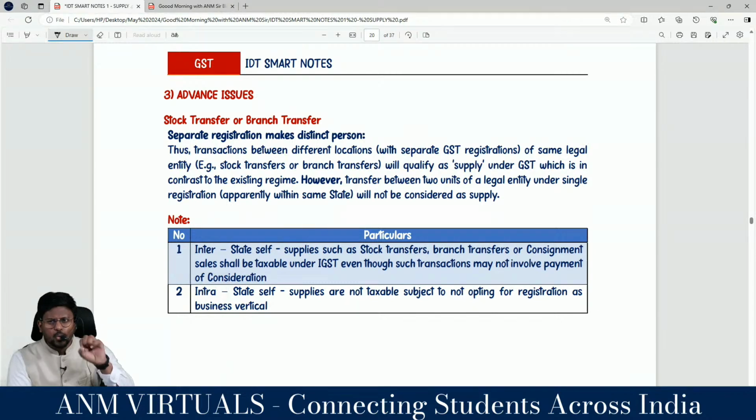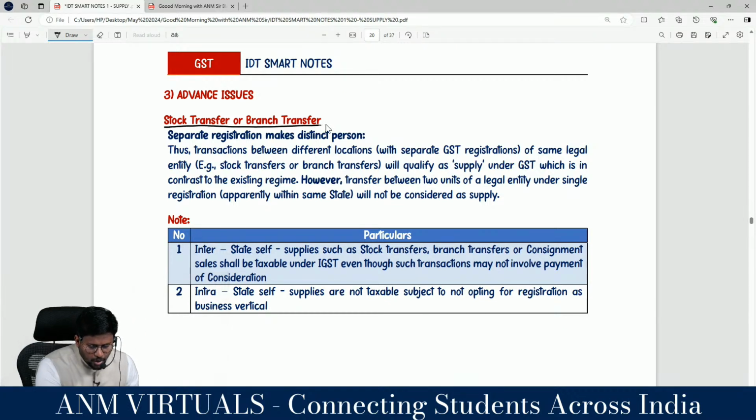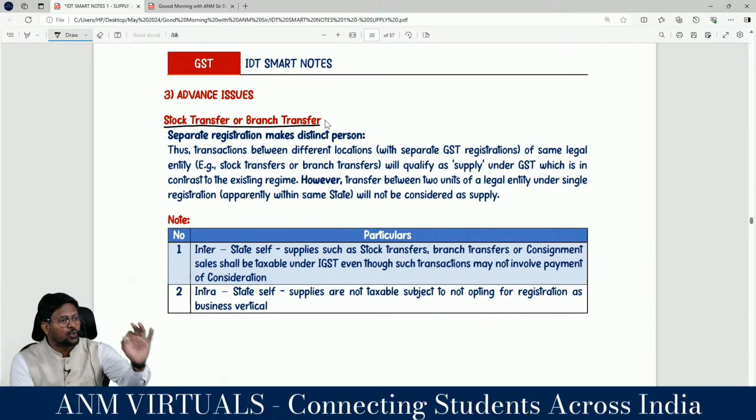The consequence is that supply of goods or services or both between related or distinct persons, made in the course or furtherance of business, is a deemed supply. So a separate registration makes a distinct person, and an establishment in another state makes a distinct person. Yes sir. Because of this, the consequence is that stock transfer or branch transfer is also liable to GST.